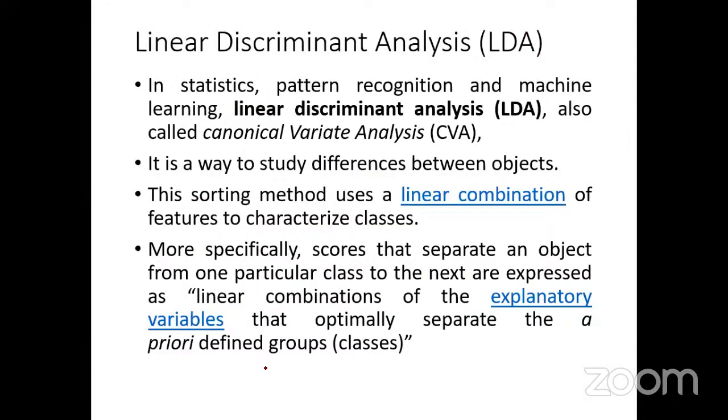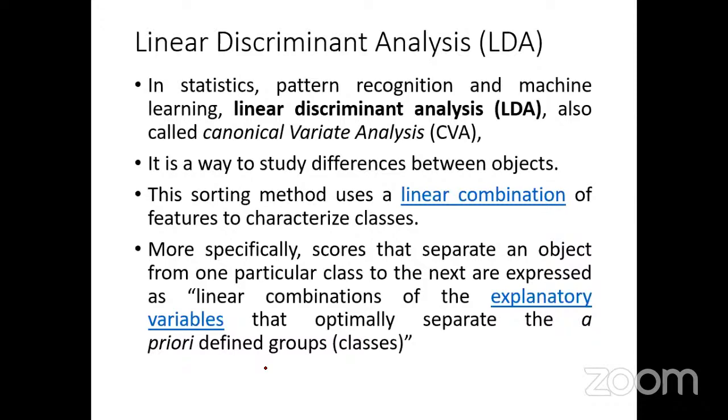So we have seen cluster analysis and factor analysis. Now we proceed to discriminant analysis, also called linear discriminant analysis. This is another data reduction technique. In statistics, pattern recognition, machine learning and linear discriminant analysis together are called canonical variate analysis. In canonical variate analysis, we have to understand linear discriminant analysis, in which we study the differences between different objects based on our data set.